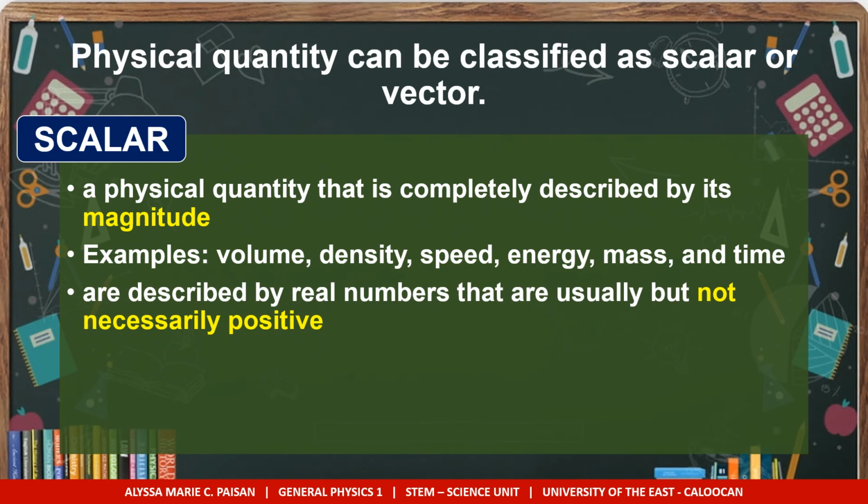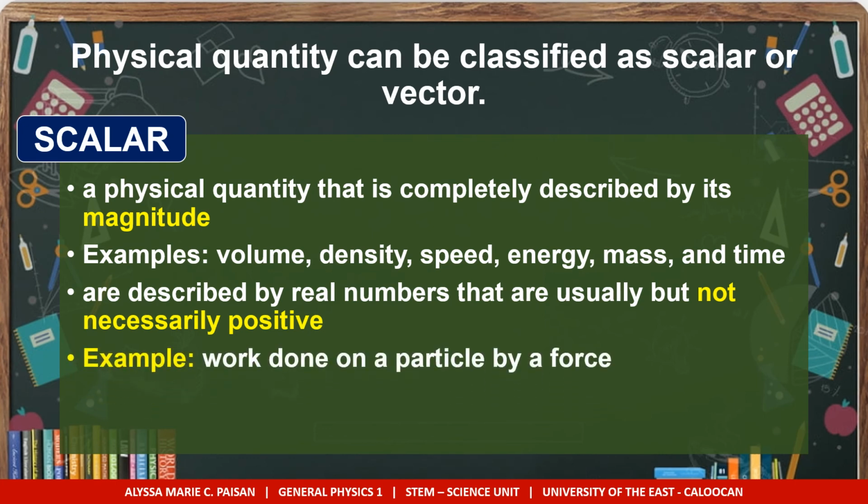Scalars are described by real numbers that are usually but not necessarily positive. Very seldom, scalars can be negative too. An example is work, which is done on a particle by a force, and that is part of our future discussions in General Physics 1.